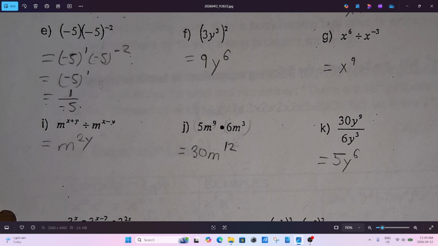F, 3y cubed to the exponent 2. So you do 3 squared, y to the 3 times 2. So you get 9 and y to the 6. Question G. x to the 6 divided by x to the negative 3 is equal to x to the 6 minus negative 3, which will give you 6 plus 3, which will give you x to the 9.